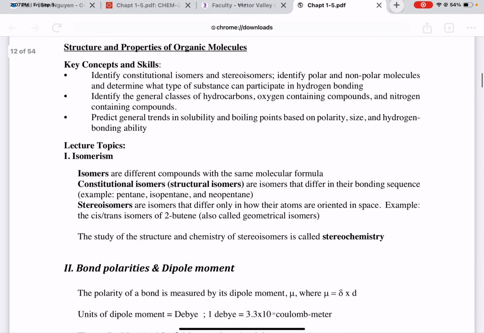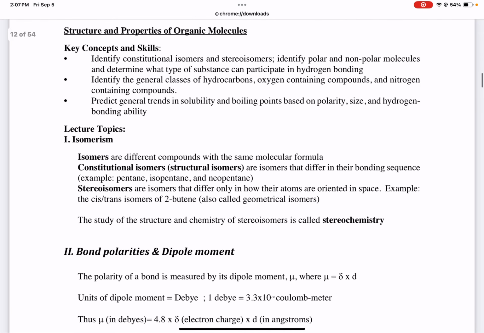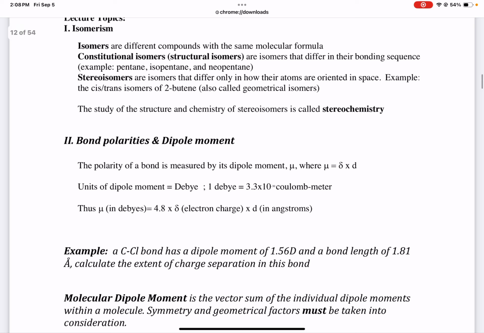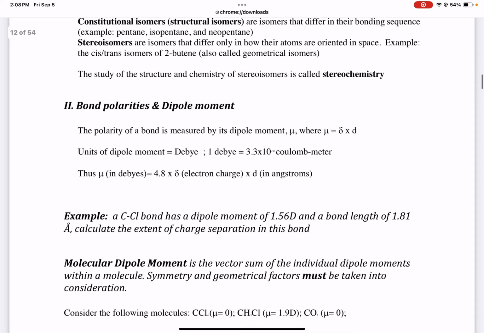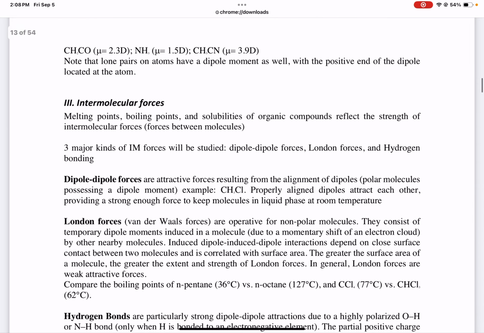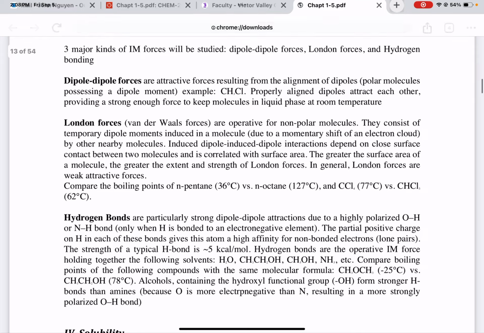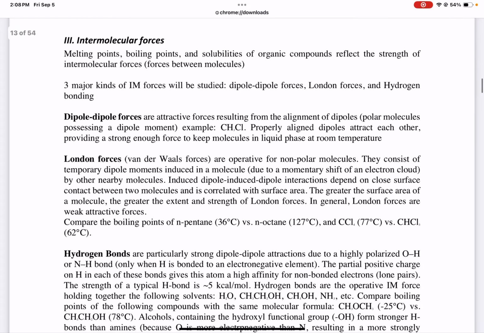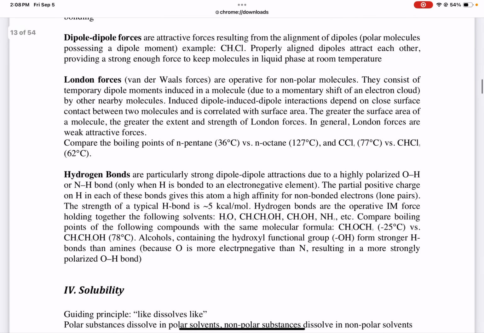Okay, and now we're looking at the structure more. Isomers, we got different kinds of isomers: constitutional isomers, known as structural isomers, or stereoisomers. Bond polarity, intermolecular forces, like the forces that hold molecules together. And focus on the three main ones, starting with the dipole-dipole force.